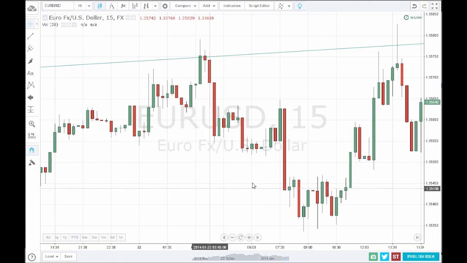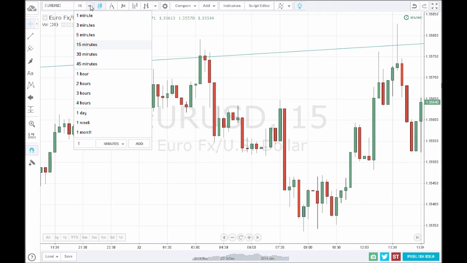This is tradingview.com. At the top left here, I have the financial instrument, the Euro USD, and I have the time frame, which is 15 minutes. On this drop down list, you'll see I have a number of available time frames to choose from, anything from 1 minute to 1 month.